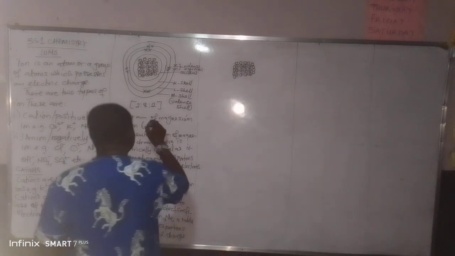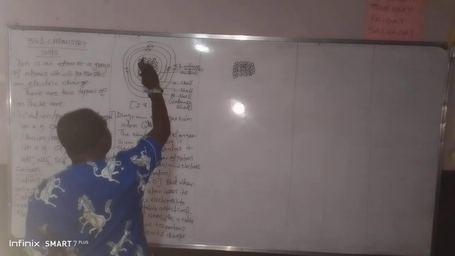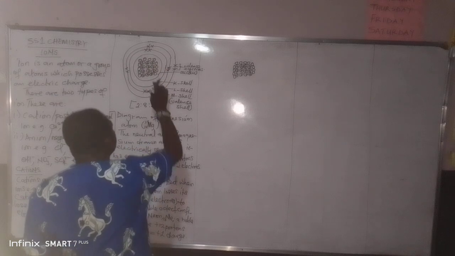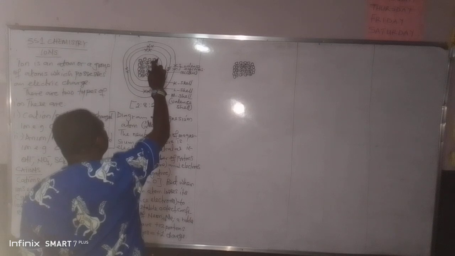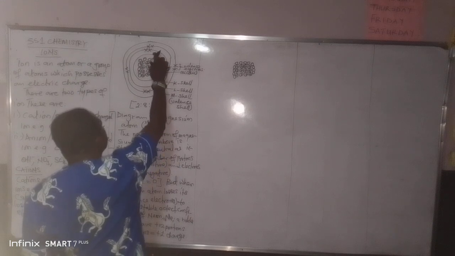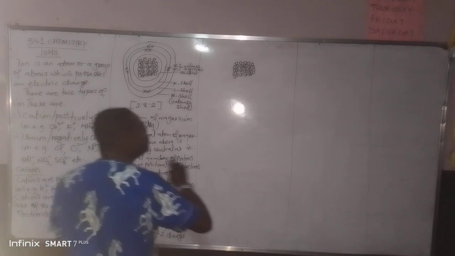So the mass number still remains 24. When you count everything together, you have 12 plus 12. That's 24. 12 protons, then 13, 14, 15, 16, 17, 18, 19, 20, 21, 22, 23, 24. That's how the mass number is 24 here.